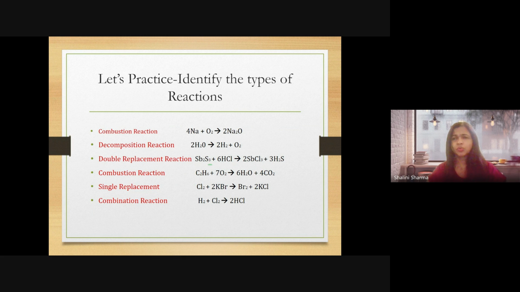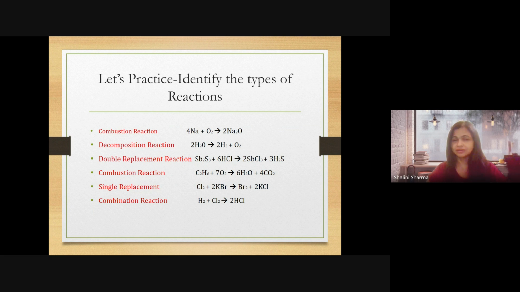So in simple words, I can say that both these compounds exchange their parts with each other, right? And forming new compounds on the product side. So there are two ionic compounds exchanging their ions in double replacement reaction.